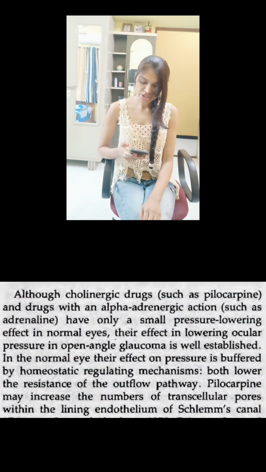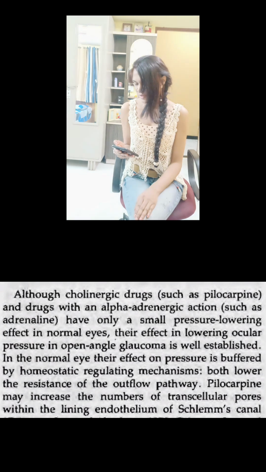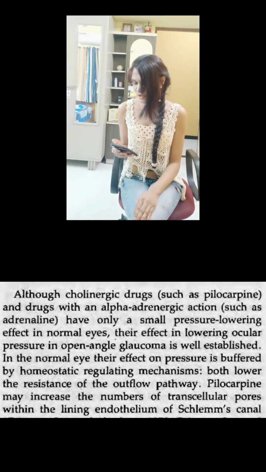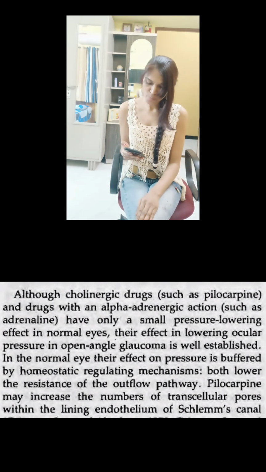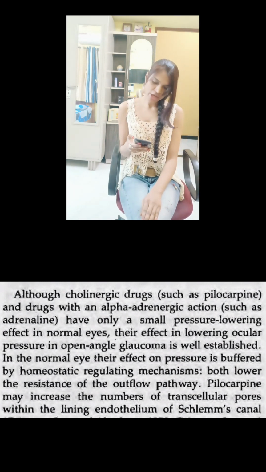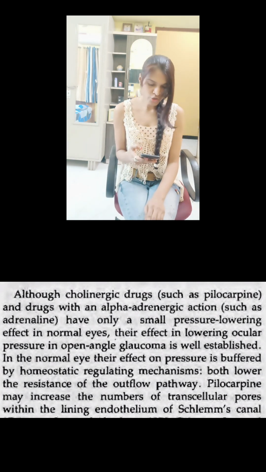Although cholinergic drugs such as pilocarpine and drugs with an alpha-adrenergic action such as adrenaline have only a small pressure lowering effect in normal eyes, their effect in lowering ocular pressure in open-angle glaucoma is well established. In the normal eye, their effect on pressure is buffered by homeostatic regulating mechanisms. Both lower the resistance of the outflow pathway.